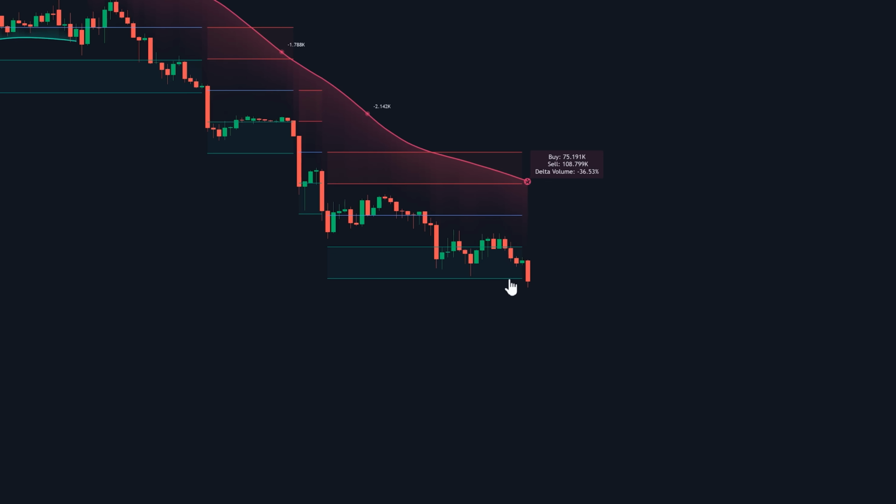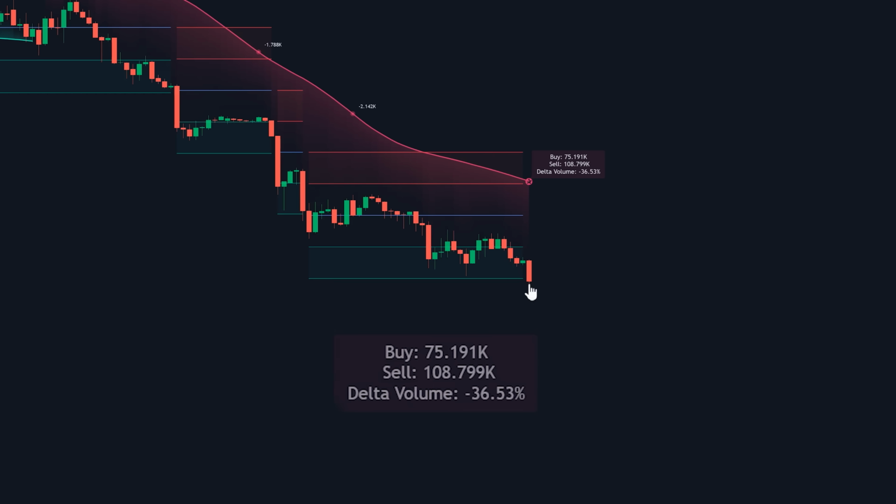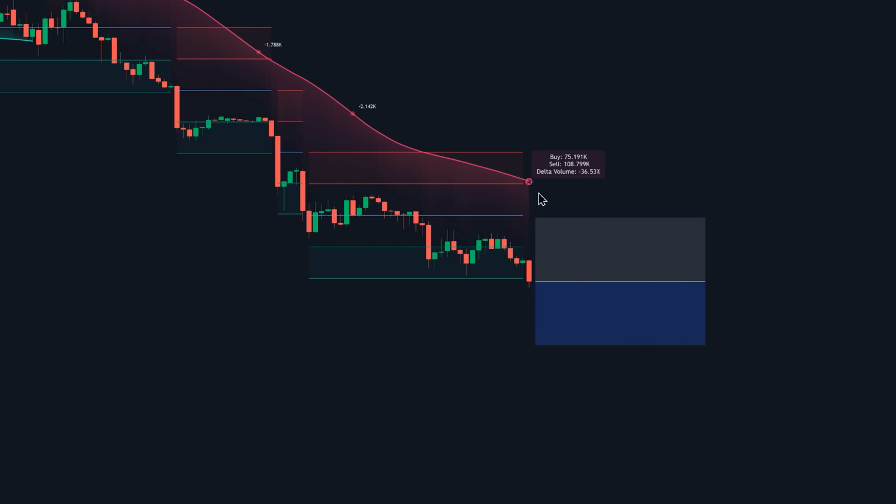Now, during this breakout, we need to ensure that the delta volume is at least minus 30%, and this number should be increasing towards the negative. Right here we can see it's well under minus 30%, which means the trend is strong enough during this breakout, which means it's strong enough to push the price down. We take a short position here.